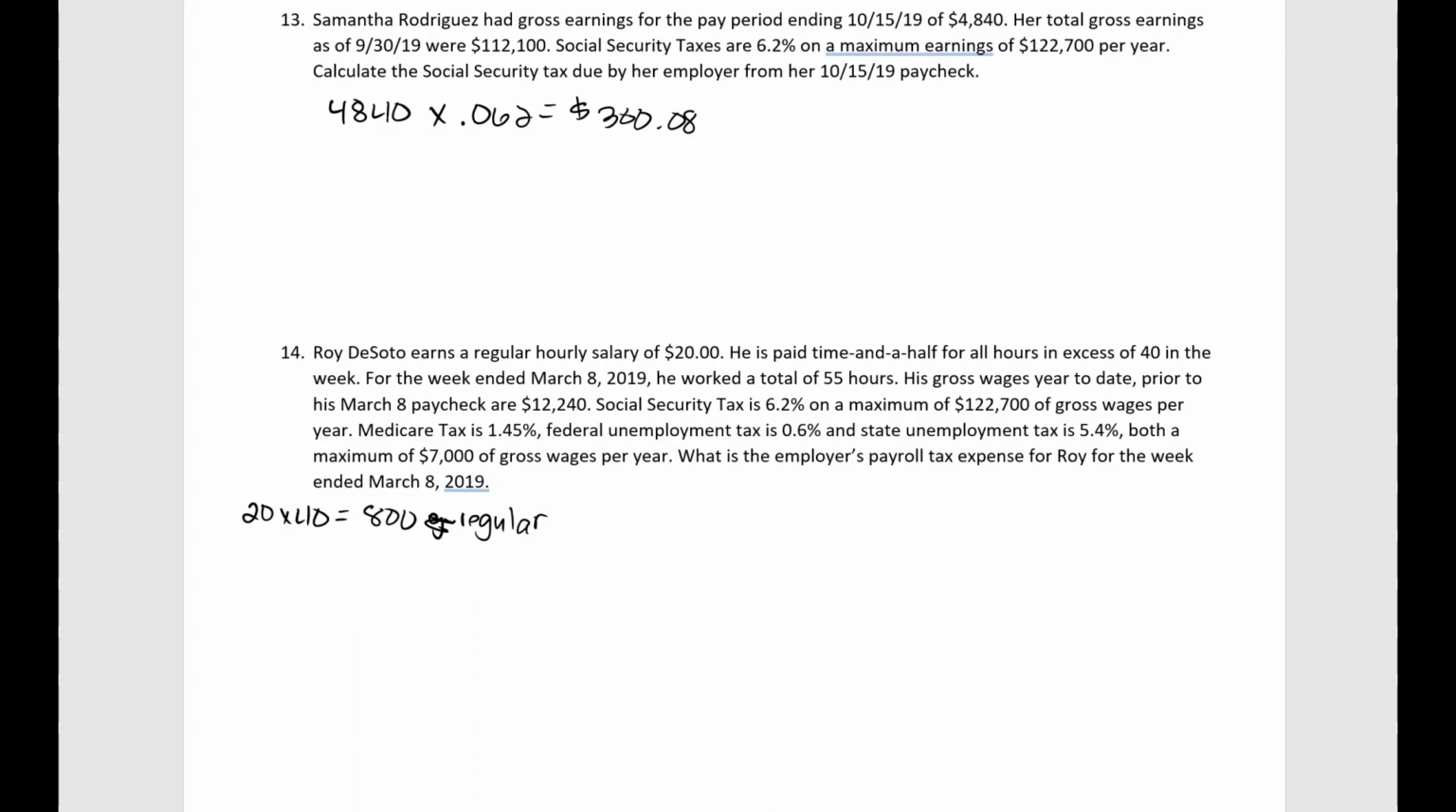And then $20 times 1.5 is $30. This is his overtime rate. He worked 55 hours, which means he has 15 hours of overtime. Take the 15 hours of overtime times his $30 pay, and that's $450 overtime. The $800 of regular pay plus the $450 of overtime is $1,250 gross pay.